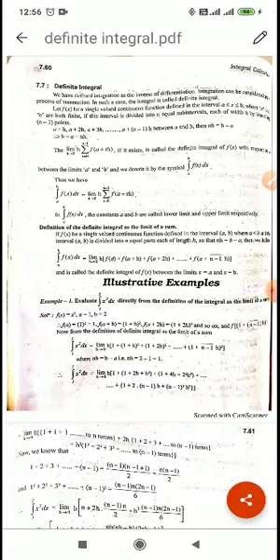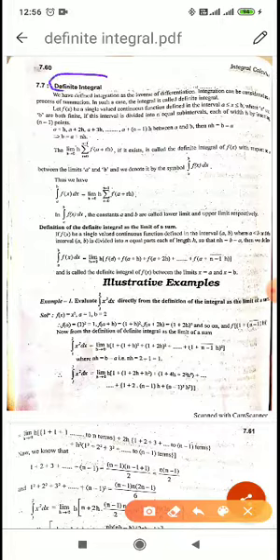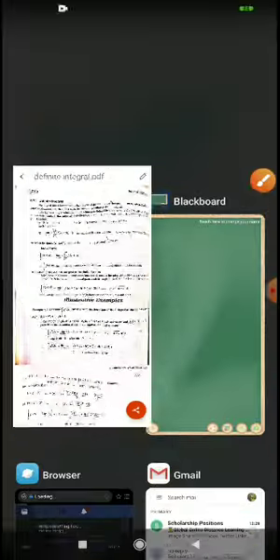So today we will study definite integral. Okay, what is a definite integral? Definite integral means this is just integration along with limits, means upper limit and lower limit. So basically what is our definite integral?